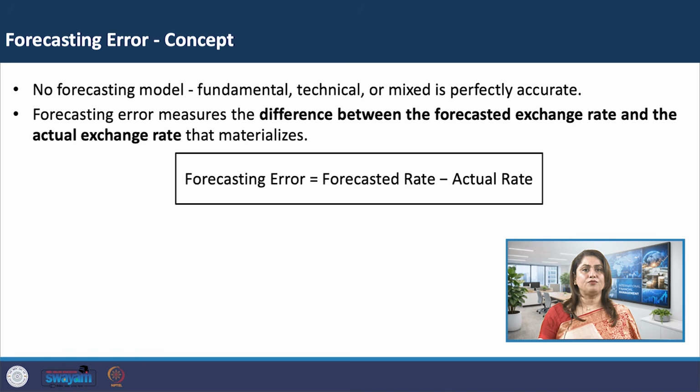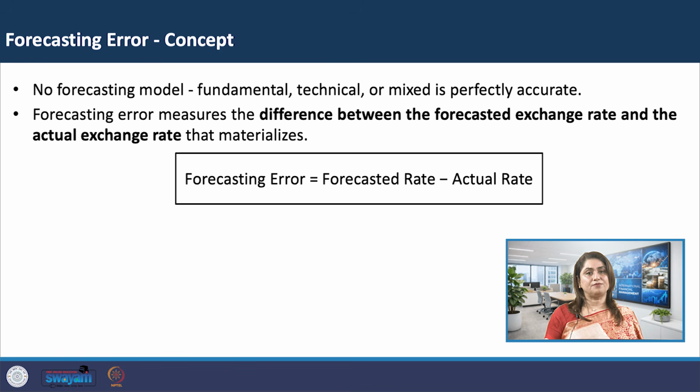Now, regardless of which approach you choose, fundamental, technical or mixed, no forecasting model is perfectly accurate. Exchange rates are influenced by an almost infinite number of factors, many of which are inherently unpredictable. Forecasting error is not a sign of a bad model. It is an inevitable feature of any forecasting exercise.